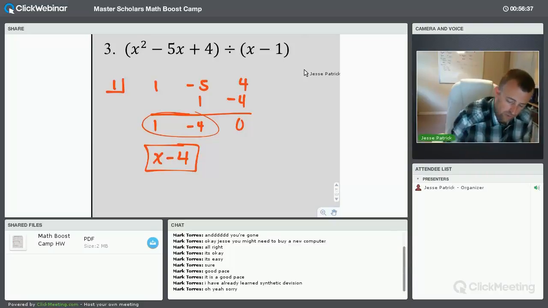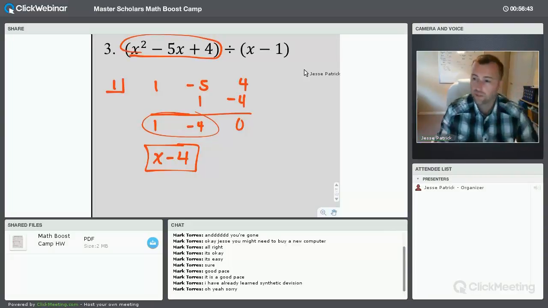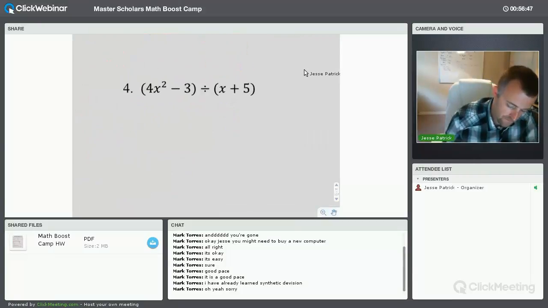And if you look at that number 3, if you tried factoring it, those would be your factors, x minus 1 and x minus 4. So I guess it makes sense. That would be your quotient if you pulled out an x minus 1.